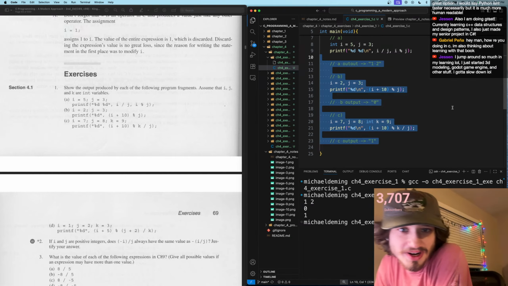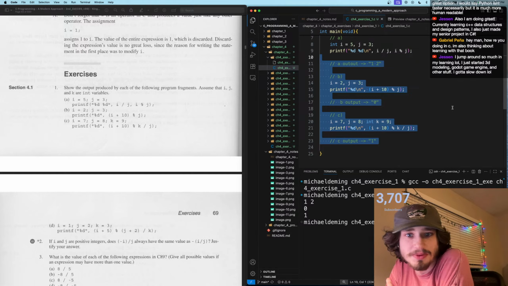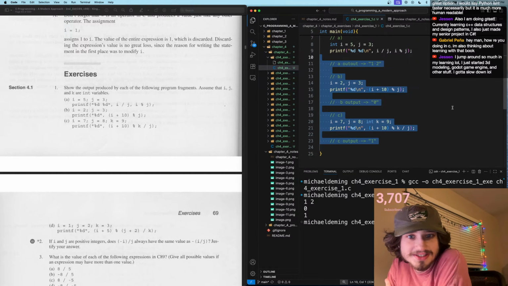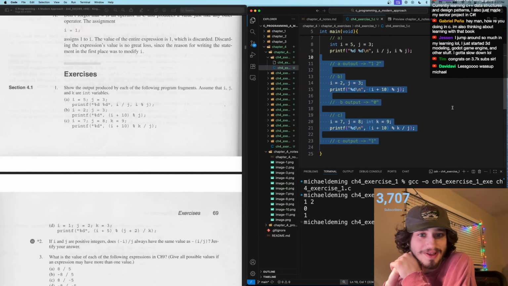MJ says, I'm learning Rust right now. Justin says, just remember the closer you want to interact with hardware languages like C and C++ are always a great option. I would say Python isn't faster necessarily, but it's much more human readable. Also, I'm doing great. Currently learning C++, data structures, and design patterns. I also just made my senior project in C#. Nice, dude. What's C# all about? I've never really heard much about it.